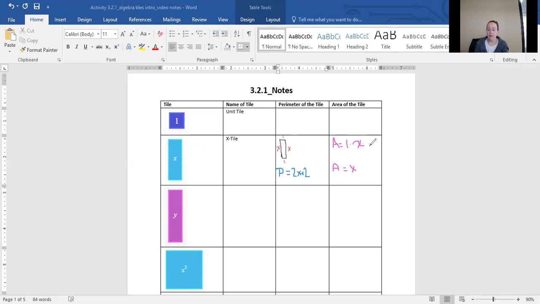So notice what we have here. We have the unit tile, we have the x tile, and what I want you to do here is pause the video and see if you can figure out the y tile. So here's a hint to you. The y tile has a base of 1 and a height of something we call y. We don't know what it is, so we call it y. Pause the video here and see if you can finish the y tile.